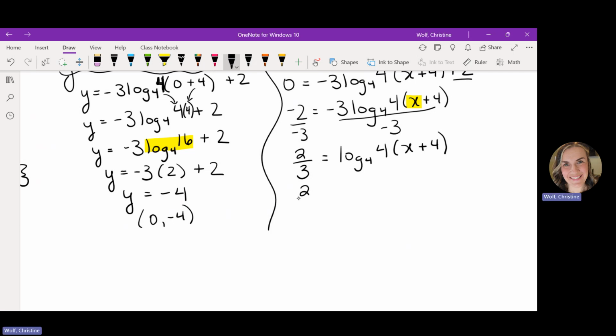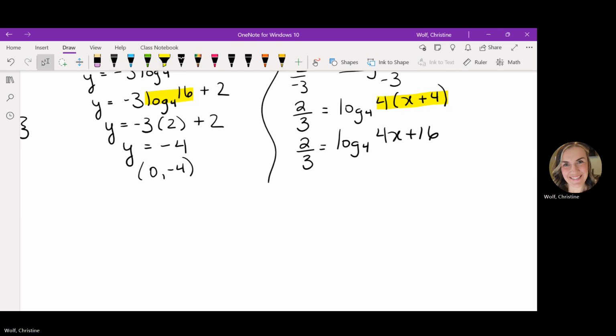All right. So I actually have 2 over 3 equals log base 4 of (4x plus 16), right? This is the argument. Whatever comes after your little teeny tiny 4, that's the argument. So clean up your argument if you can. Distribute, clean it up, no brackets. So there we are. Now if I put that in exponential form to solve for x, the base of the log is the base of your power. The answer is your exponent, and that should equal the argument.